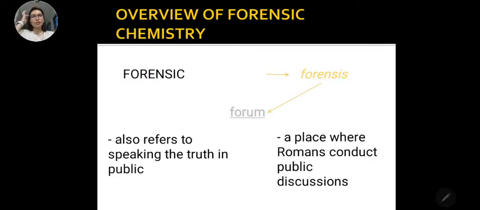This also refers to speaking the truth in public. Katulad ng na-mention ko before, kapag nagte-testify sa court, yung mga tinatawag natin expert witnesses, that is an example of speaking the truth in public doon sa court. Kasi di ba mag-swear tayo or mag-take tayo ng oath to tell the truth and nothing but the truth sa public.